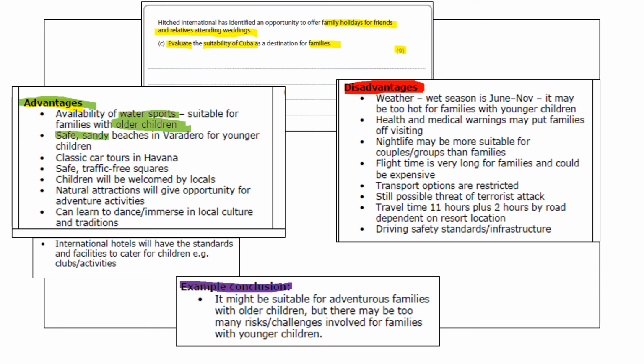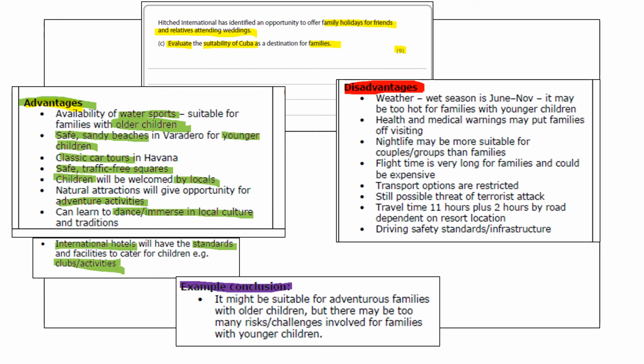It talked about safe beaches. Okay, well, that's going to be particularly good for younger children. It talked about things to do. So, for example, classic car tours. It talked about safe traffic-free squares, particularly because you've got the young children running around. You've got the fact that children are welcomed by locals. Okay, you've got adventure activities. You can learn to dance, immerse yourself in local culture. So you're really talking about activities that families and children can do. It talks about international hotels. Well, they're going to be of a decent standard, okay, and they will have clubs and activities for children already. So again, there's lots of advantages. You probably want to mention 3 or 4 of those if you can.